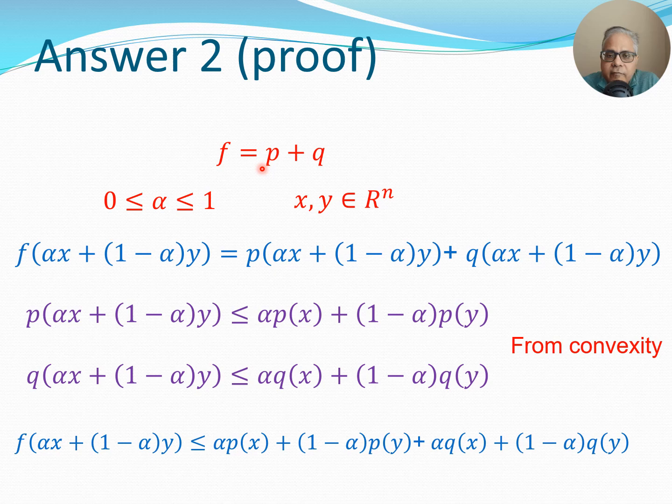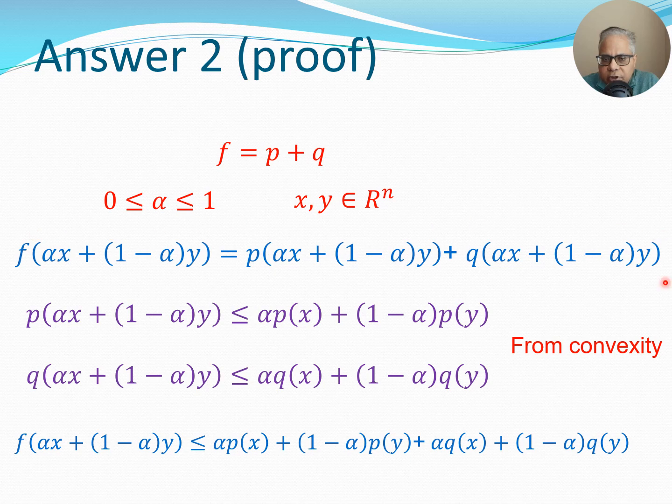We will say that we can write a function f as p plus q, and p and q are both convex. So in that case I can write this equation here. I can simply write the function as p plus q, and I have essentially created this general point here. Remember, if x and y are 2 points, then alpha x plus (1 minus alpha) y is a general point lying between these 2 points. Alpha varies from 0 to 1.